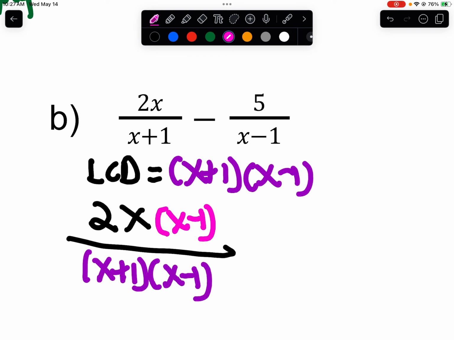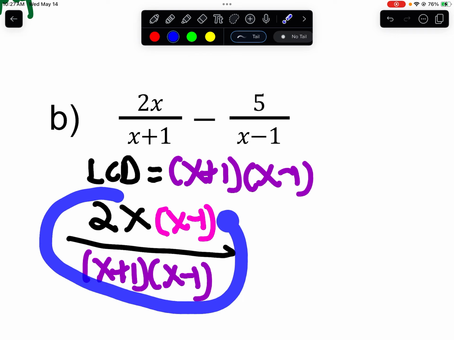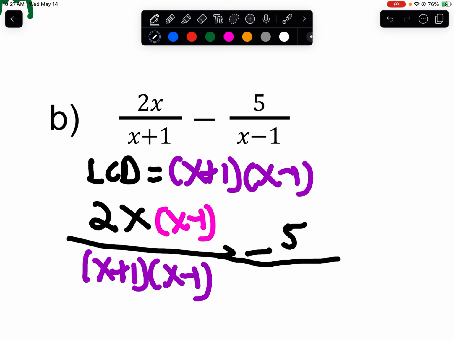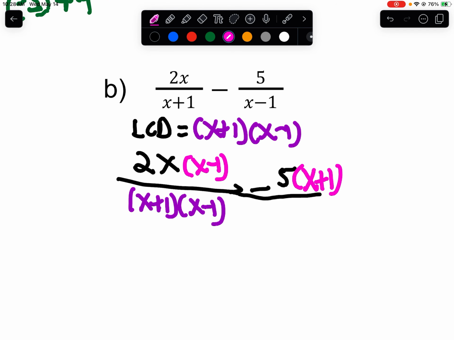And if you just look at this and reduce it, you will see that you're left with a 2x over x plus 1, because these would divide out. So it's the original fraction. All we're doing is changing the fractions into equivalent fractions, and this is all over the same LCD. So looking at this one, what's missing? And that is going to be x plus 1. And now it's just a process of distributing and combining like terms.